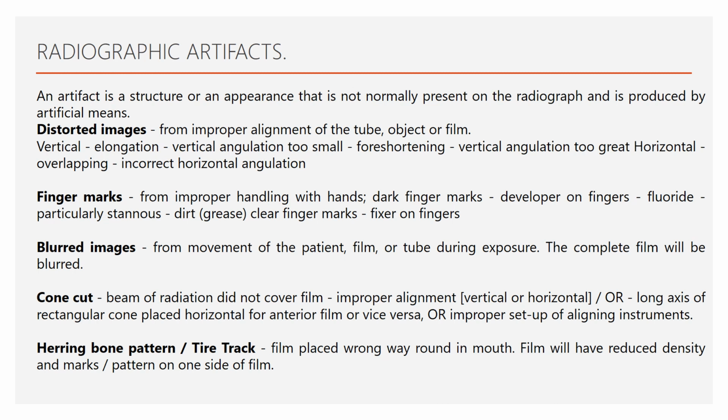Cone cut. This happens because the beam of radiation did not cover the film, so it comes as a blank part on the radiograph. So when you're placing the cone, make sure it completely covers the film. Then comes the herringbone pattern or tire track, which commonly happens if the film is placed the wrong way around and exposed, so you can see a tire mark on the developed radiograph. So these are the commonly occurring artifacts on radiographic images.